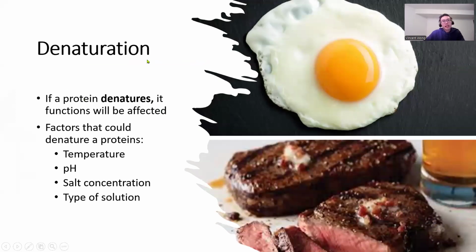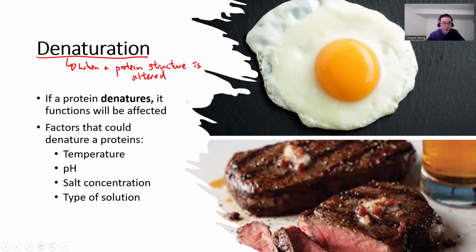So what's the term that describes a protein structure being unraveled or disturbed? We say it is denatured, or denaturation. So when a protein structure is altered, and there are a couple ways to do it. I already wrote it down for you earlier, right? You can heat things up or cool them down, changing the pH, right?